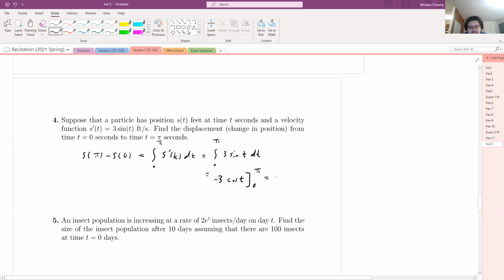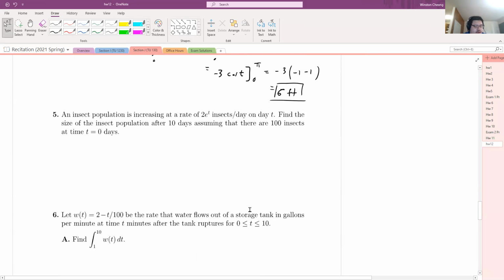And from there, you just have to plug in. So I'm going to pull the -3 out and then evaluate. If I plug in at pi, I would get -1. If I plug in at 0, I would get +1. But because this is an evaluation, we have a subtraction for the bottom term. So that is just going to give +6 feet. So the displacement is 6 feet.